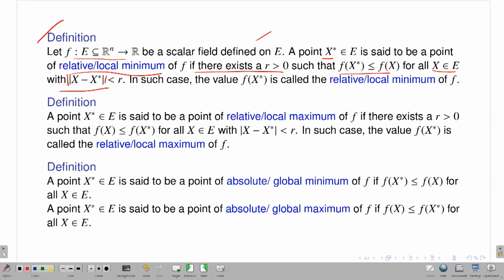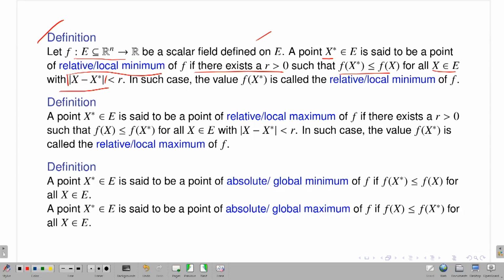So what I'm saying is that you have a function f, and I say that a point x star in that set E is a point of relative or local minimum; either local minimum or relative, both are the same. If there exists a neighborhood of your point x star so that the value of f at that point is always less or equal to the value of f at x for any x in that neighborhood. So, locally around the point x star, the value of f at x star is always less or equal to the value of f at x in that neighborhood. If this happens, then I will say that x star is a point of local minima or relative minima, and the value of f at x star is called the relative or local minimum of f.